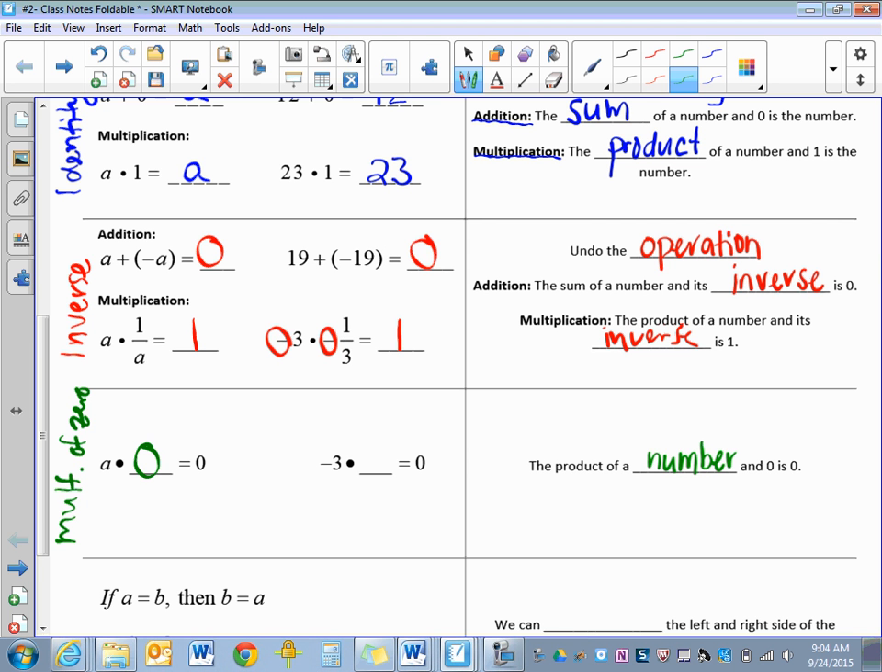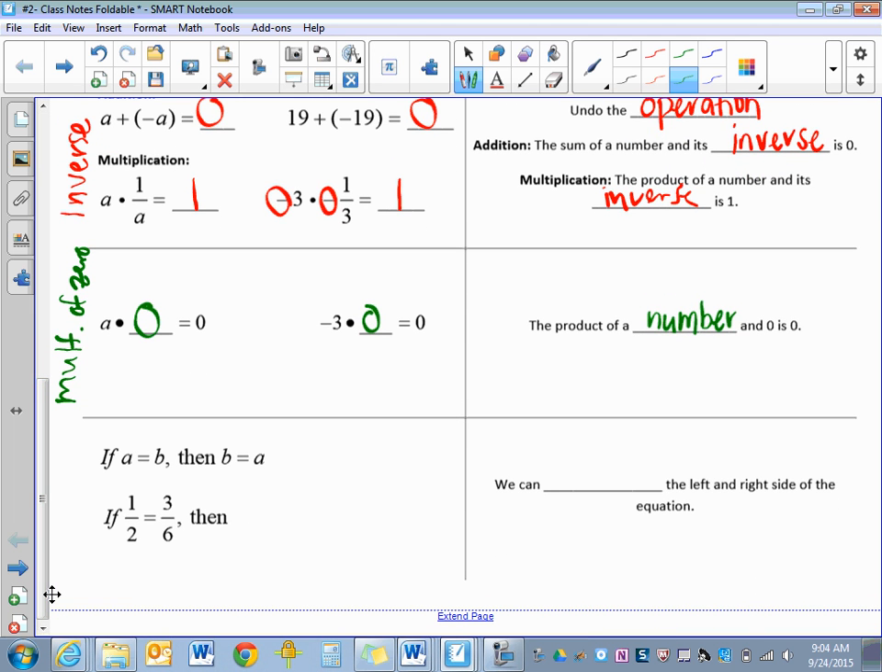Negative 3 times 0 is just 0. So any number times 0 is 0. This property is kind of easy to remember because it's called the multiplicative property of 0. Well, if you notice, we're multiplying by 0.